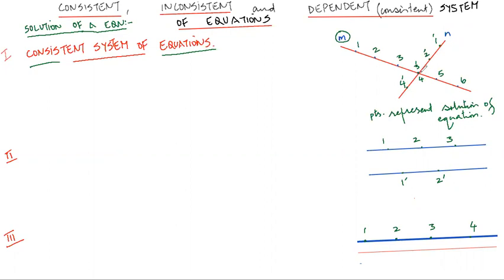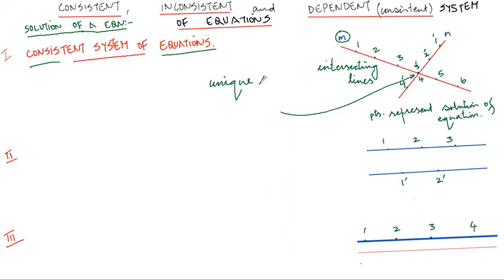Or you can say this point lies on both the lines. What is that point? That point is 4, or you can say, this is point 4 on line M and 3 dash on line N. This is a common solution. So in other words, I can say these lines are intersecting lines. So this system of equations, when they have a unique solution, this point is the unique solution.